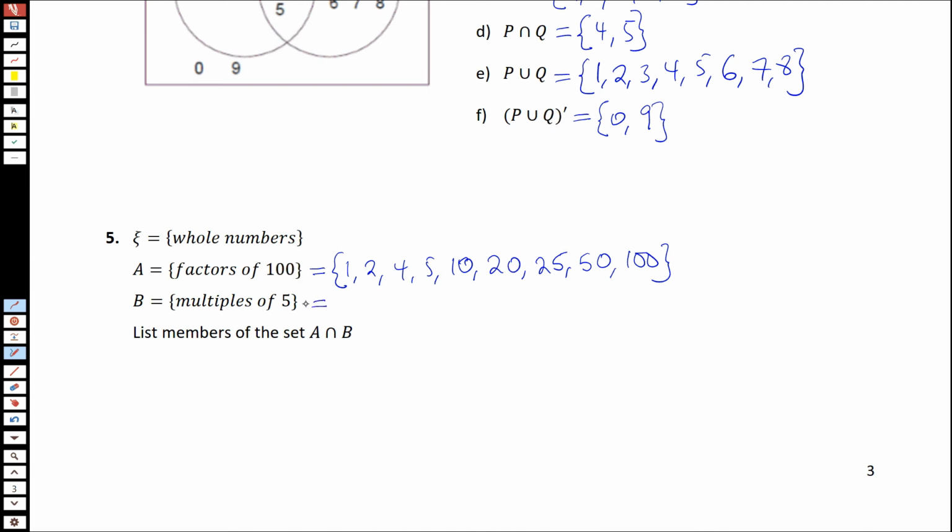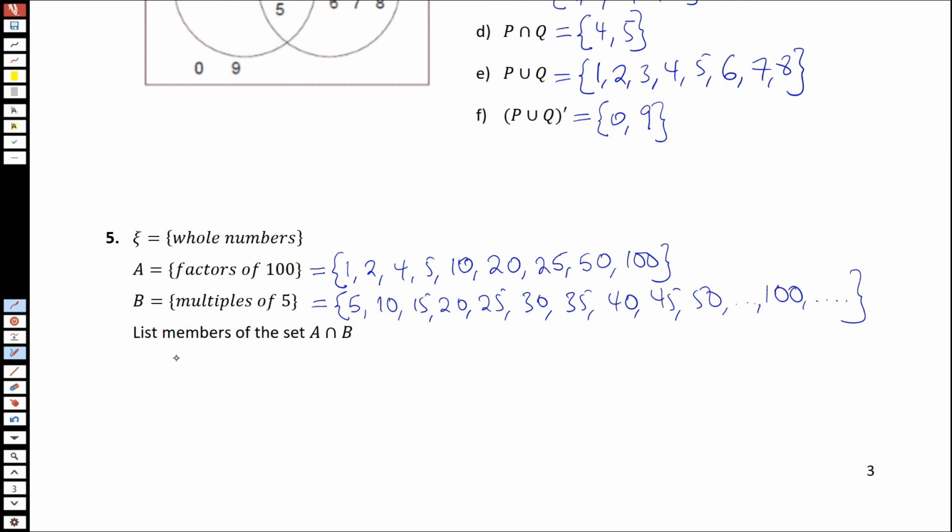And then multiples of 5. 5 multiplied by 1 is 5, 5 multiplied by 2 is 10, and so on. So that will be 5, 10, 15, 20, 25, 30, 35, 40, 45, 50, and we have 100, and this goes on and on up to infinity.